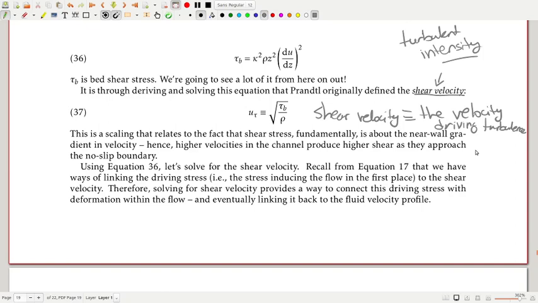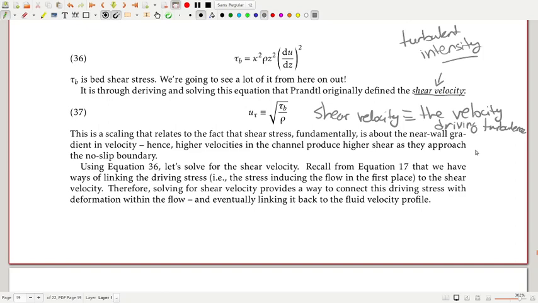So, using this equation here, 36, let's solve for shear velocity. First off, I just want to back up and say, why are we solving for shear velocity, other than the fact that those of you who are a little quicker with math might realize that it's going to very nicely lump the terms. Well, the mathematical convenience is indeed one reason, and the other reason is that we have other expressions to define what the shear stress and the shear velocity should be.